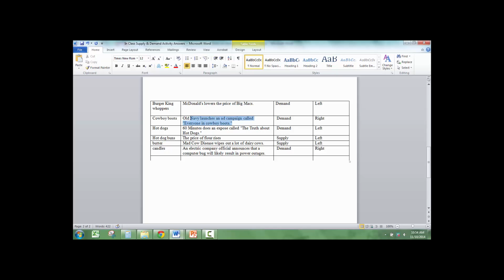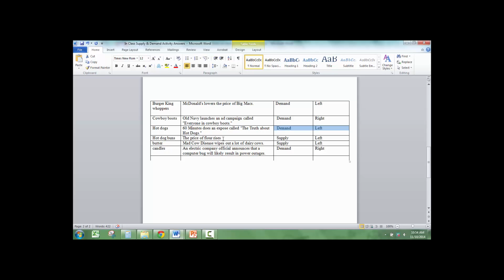Cowboy boots. If Old Navy launches a campaign, they're trying to change consumer tastes, marketing, and therefore demand right for cowboy boots. If we're in the hot dog market and 60 Minutes does an exposé, the truth about hot dogs, it's going to decrease demand because people are going to say, oh, I don't want to eat hot dogs anymore.